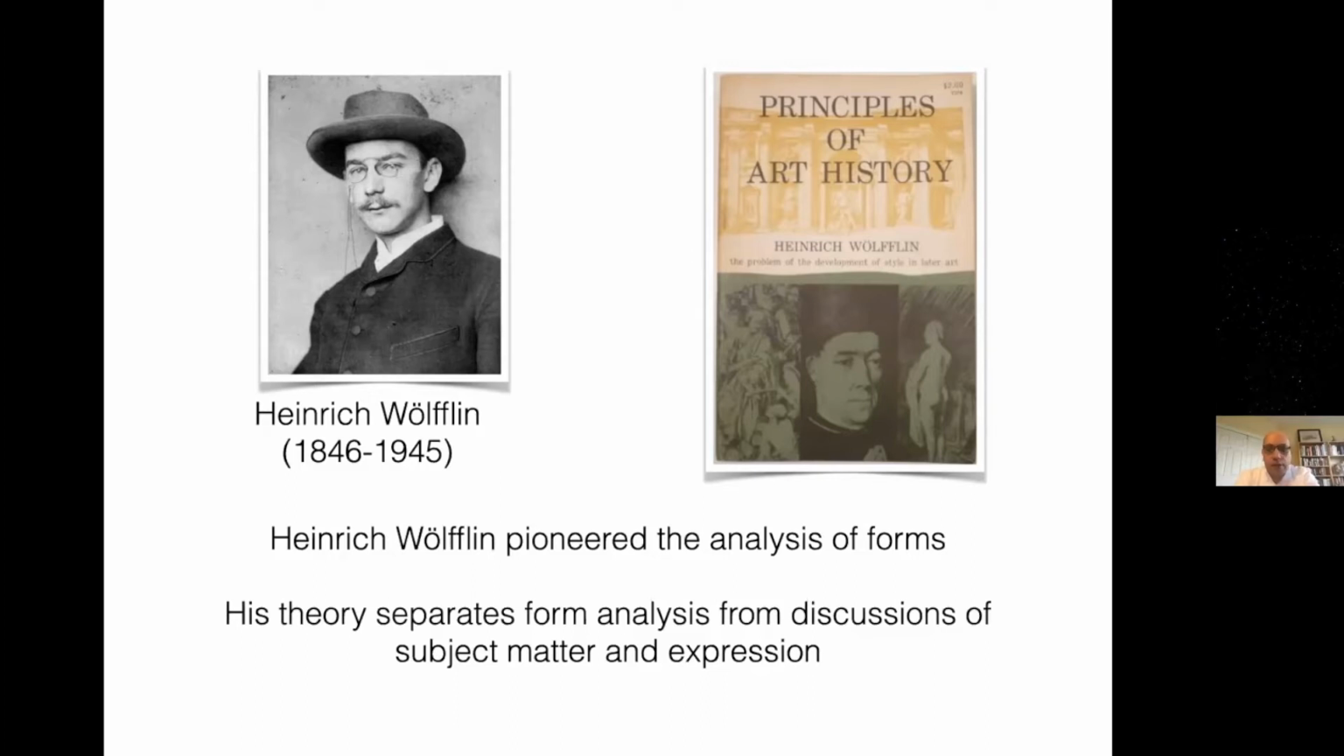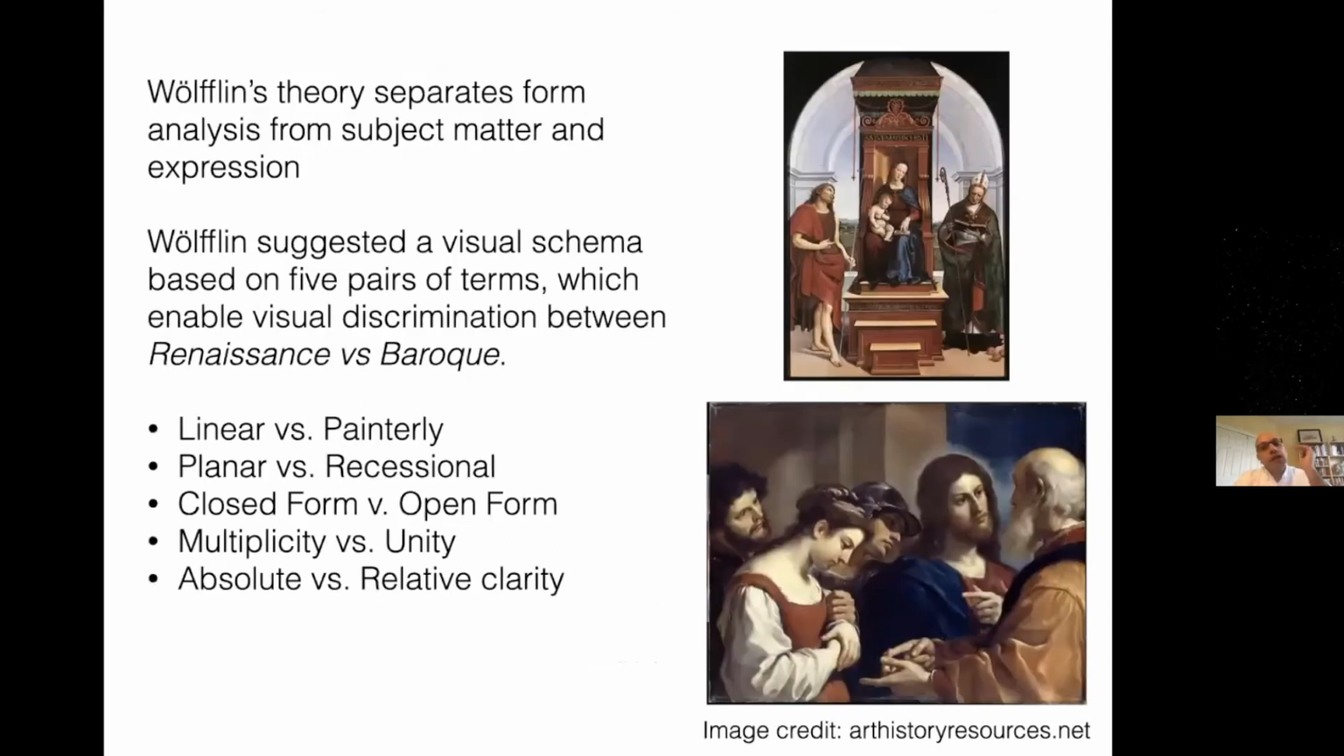In particular, he looked at how to separate the study of subject matter from the study of the visual form, which is style. In his book, he really studied the difference between Renaissance and Baroque. At the top here is a Renaissance artwork, and at the bottom is a Baroque artwork. He suggested some visual schema to tell the difference between Renaissance art and Baroque art. Basically, he mentioned 5 pairs of elements.